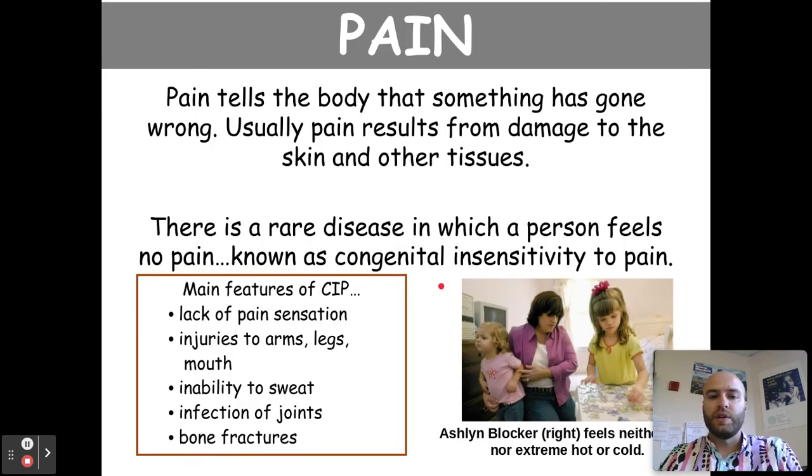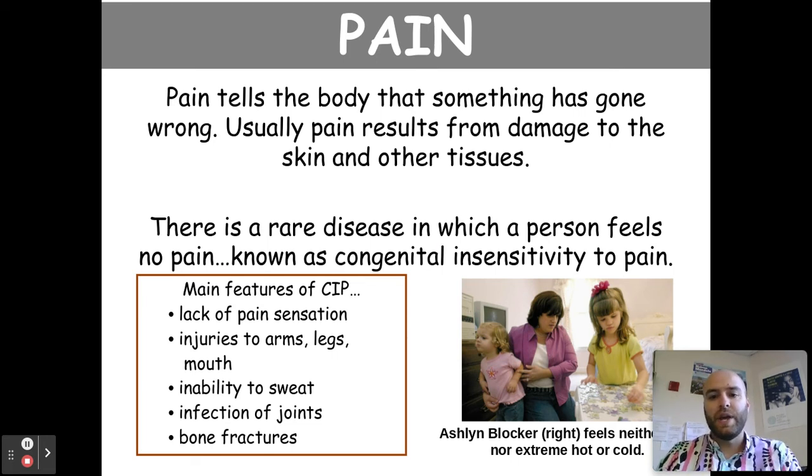As we continue, the experience of pain is a big part of our sense of touch, or what we also call our cutaneous senses. Pain tells us that something has gone wrong in the body, and it usually results from damage to the skin or other tissue. We can all experience pain for the most part, but there is a rare disease in which a person can feel no pain, known as CIP, or congenital insensitivity to pain, which, if you're thinking superhero status, sounds awesome, right? You can't feel pain, you could do whatever you want.